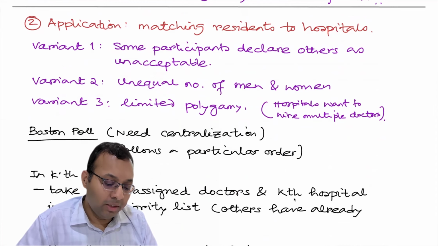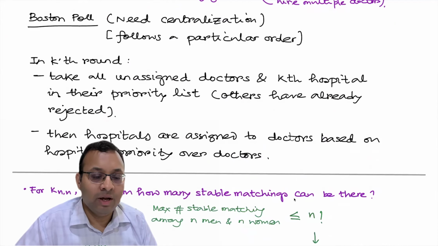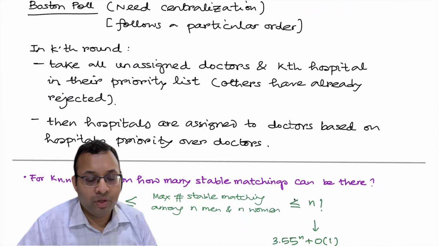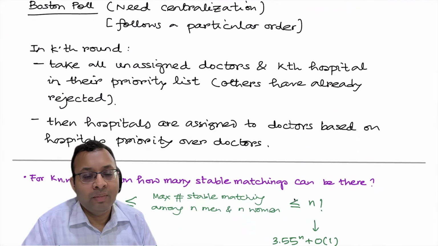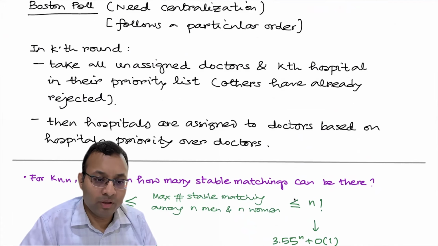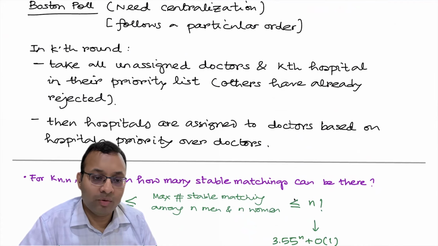Some hospitals might want to hire multiple doctors and so on. In this case, there is an algorithm which needs a bit of centralization, unlike the previous algorithm where a man can decide what to do. Here, the algorithm says that in the kth round, you take all unassigned doctors and the kth hospital in their priority list, because others will already be rejected. And then hospitals are assigned to doctors based on the hospital's priority over doctors. So this is a generalization of the previous deferred acceptance algorithm. Maybe pause for a couple of minutes here and try to understand the algorithm. If you're interested to know about this, I'll mention some references.